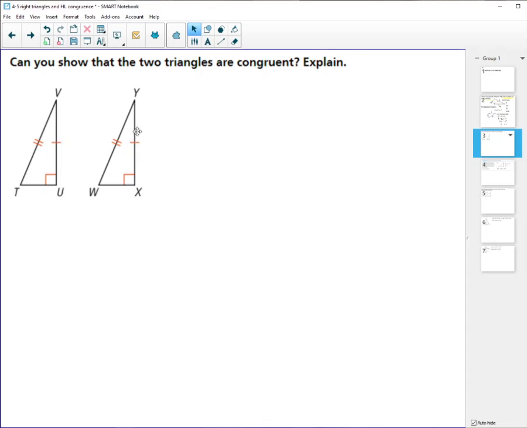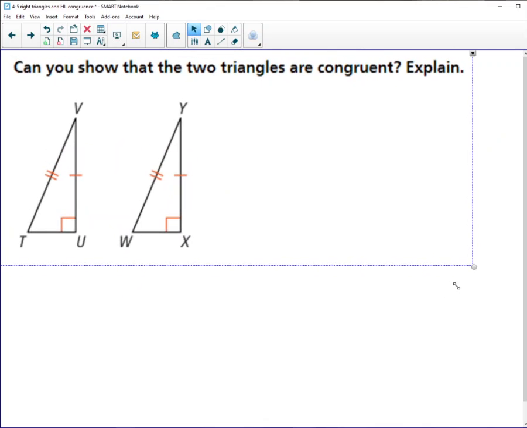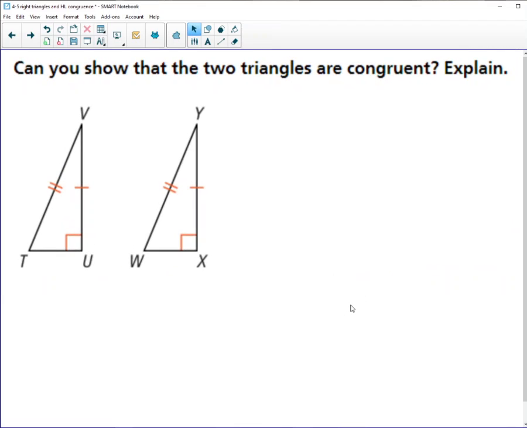So let's look at these 2 triangles, and are they congruent? Let's see. Well, I have an angle and then a side and then a side. In that order: angle, then side, then side. That's SSA. We've said that's a no-go. And that's still true.